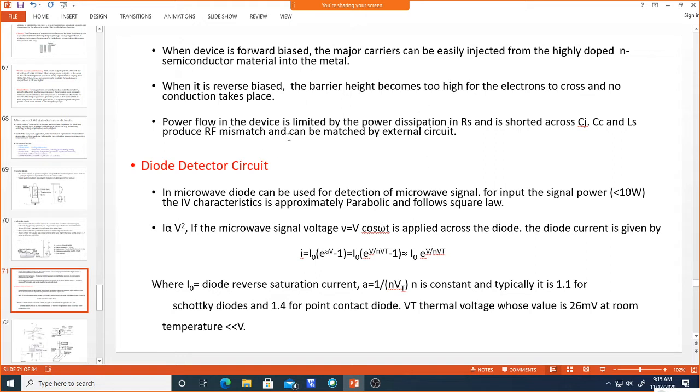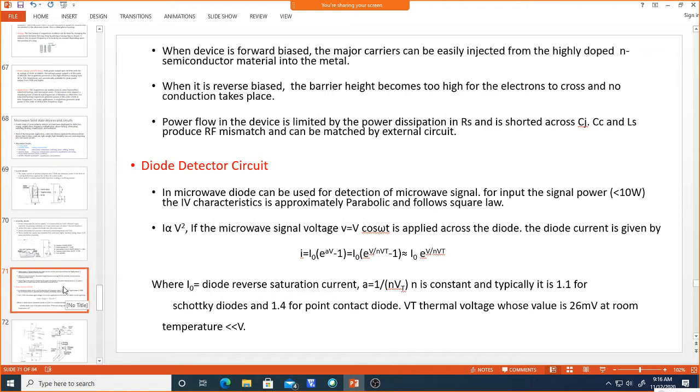The power flow in the device is limited by the power dissipation in the resistance, and it is also shorted across the junction capacitance Cj. The case capacitance and series inductance produce RF mismatch. Due to this mismatch, the power will not go through maximally, and that can be matched by using an external circuit. So this is how the device operates when it is forward biased and reverse biased.